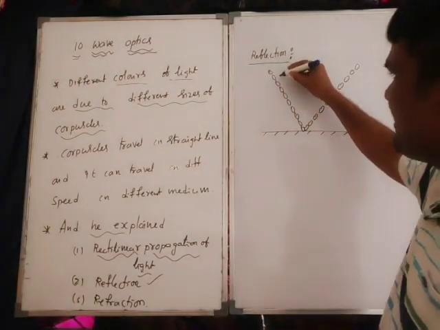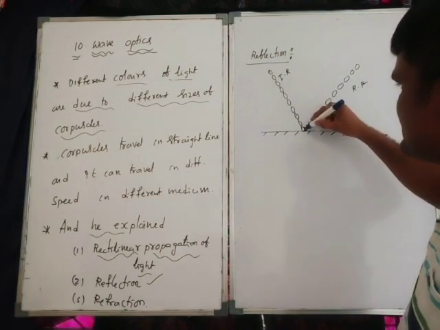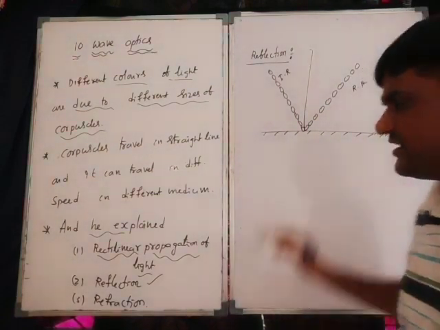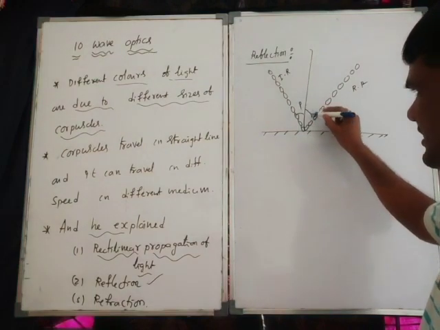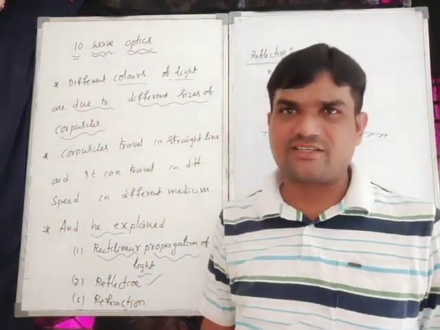So this is the incident ray. This is the reflected ray. This is the normal. The angle of incidence is equal to the angle of reflection. These are all clearly explained by him, right? That one is also correct. Right.